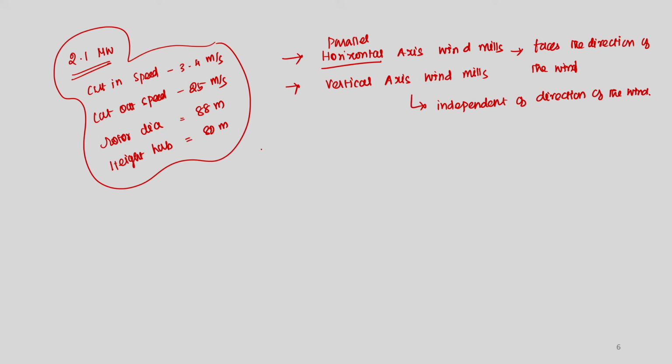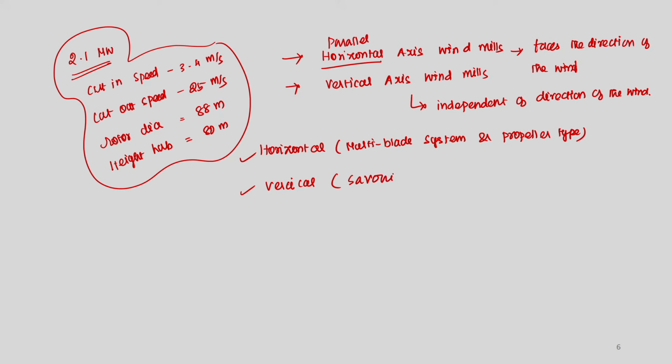Okay. So, in the horizontal type again we may have different types, right. One is the multi-blade system. By now you know the multi-blade system and the propeller type. Right. The second is vertical axis. So, the famous designs are Savonius and Darrieus type.